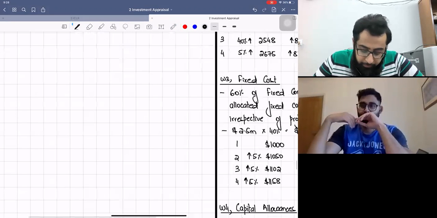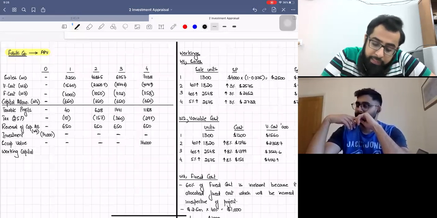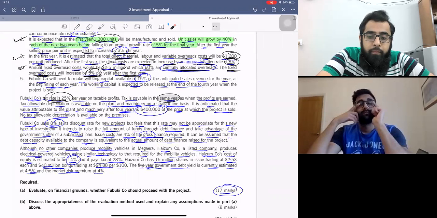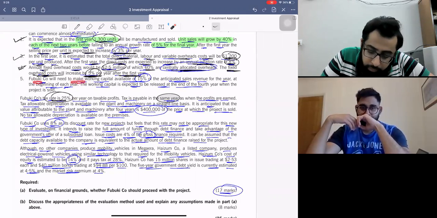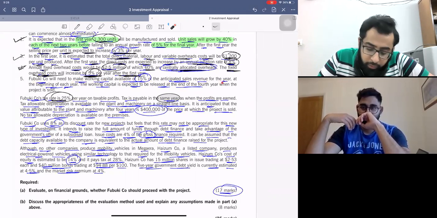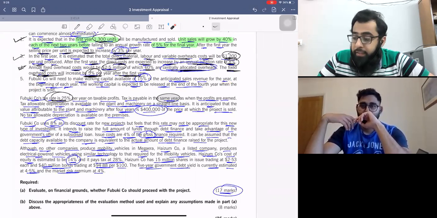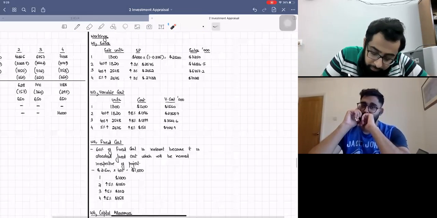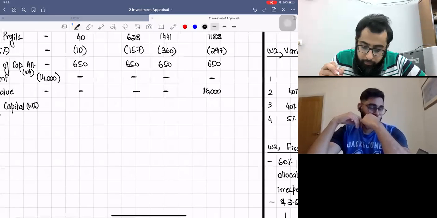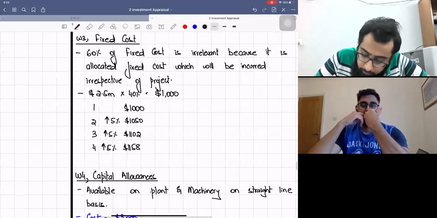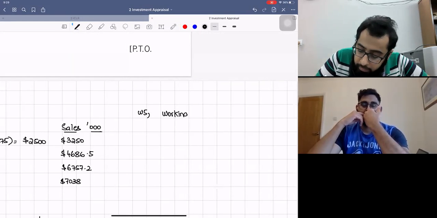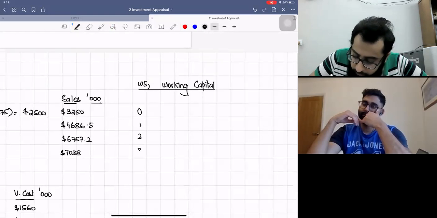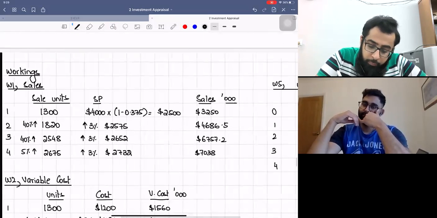Now let's look at working capital. That will be something which will create a bit of trouble. The working capital investment will be, okay, Fubiki company will need to make working capital available at 15% of the anticipated sales revenue for the year at the beginning of each year. So we need working capital of 15% of the sales revenue at least. Working 5. Working capital. Basically he says that we need working capital of 15% of the sales revenue, year 0, 1, 2, 3, and 4.